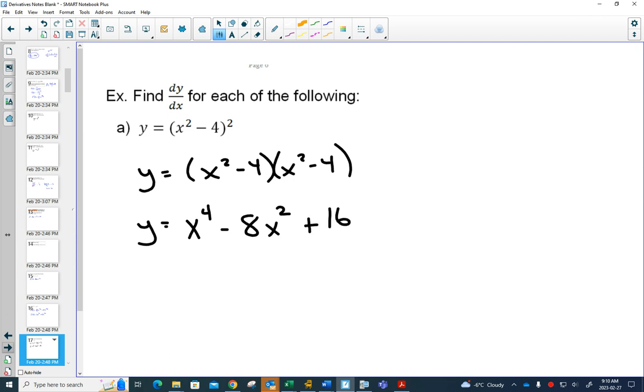So I rearrange things to make it look like what I have rules for. And now, I have rules for adding and subtracting, and each one of those things individually follows the power rule. So now I can find my derivative. dy/dx. 4 would come out in front. The 2 would come out in front. 16 would be 0. And this would be our final answer.